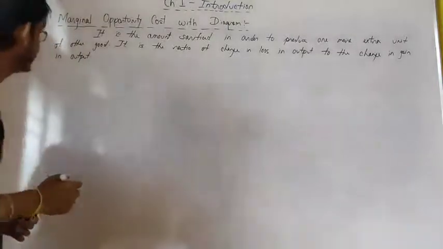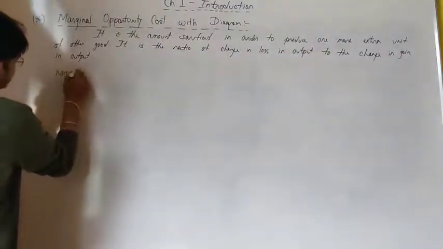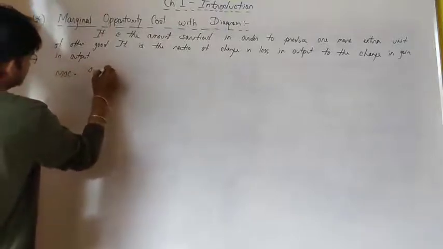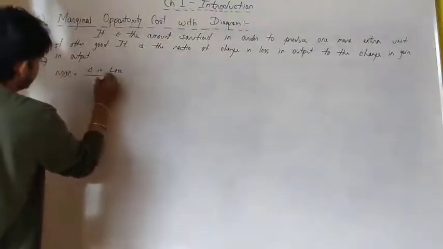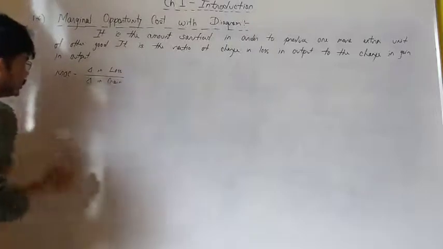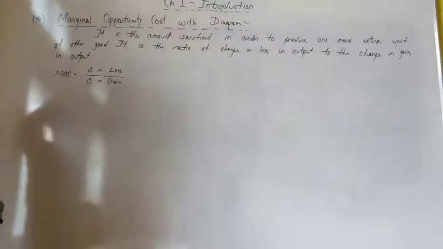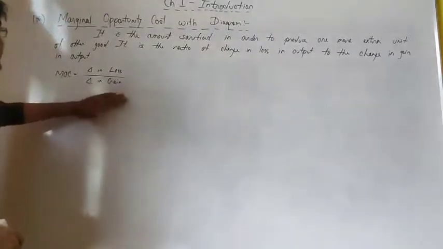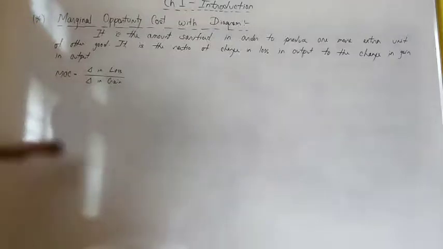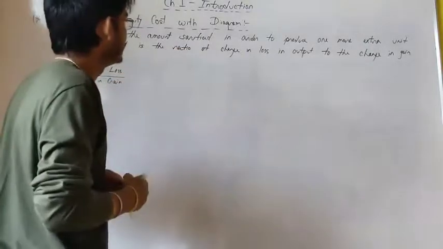The change in gain in output, and symbolically it can be expressed as MOC equals change in loss divided by change in gain. It is a ratio of change in loss to change in gain. We already know up to this part that the marginal opportunity cost is the amount sacrificed in order to produce one more extra unit of other good.